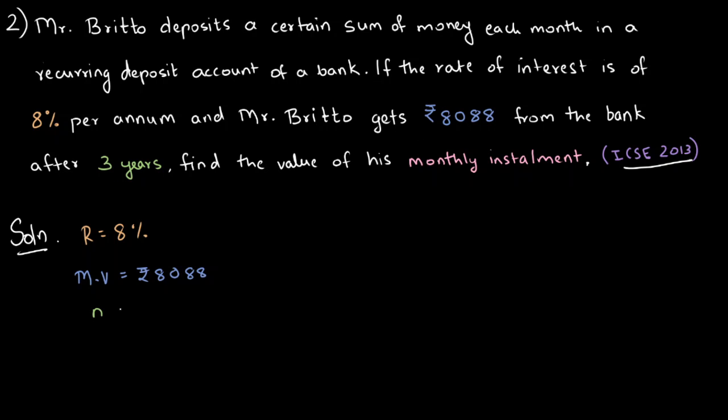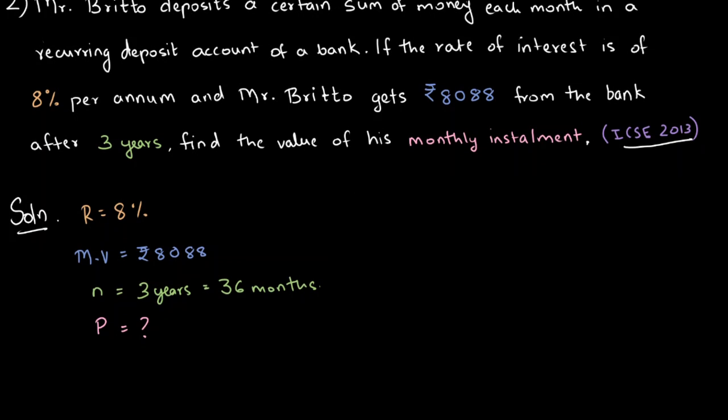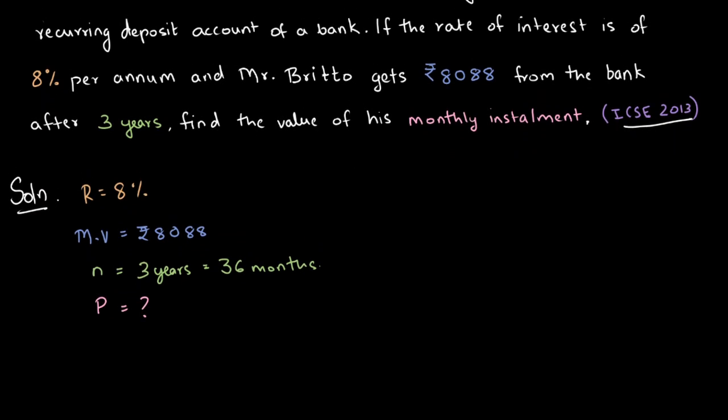So our maturity period N is 3 years. Remember, again, we need to convert that to months. So 3 years, 3 into 12, which is 36 months, right? And we want to find the value of his monthly installments. That means we want to find the value of P, right? So first things first, let's just write down our formula, and then from there we can proceed. Remember the formula for maturity value, that's the only formula that we have in this chapter.